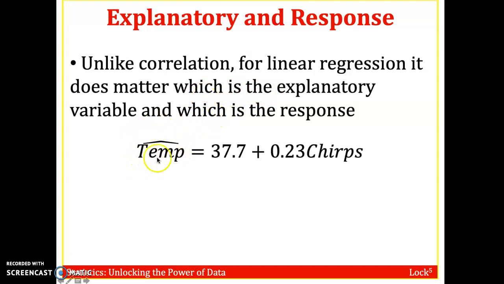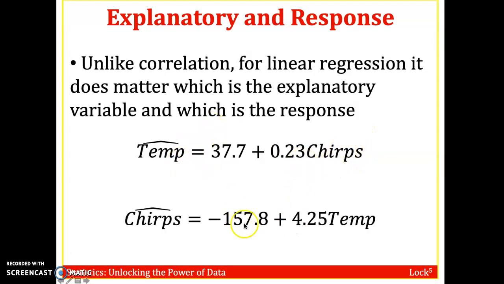For example, if we take the temperature equals 37.7 plus 0.23 chirps, if we switch those two variables, the numbers change very much. And what happens here is a little algebra. If you call this y and x, and switch x and y and solve, you're going to get this value here. So you do want to be careful which is your explanatory and what is your response variable. But I'm going to go over how to upload data into StatKey and how to create a line of best fit in the last couple videos of this lesson.